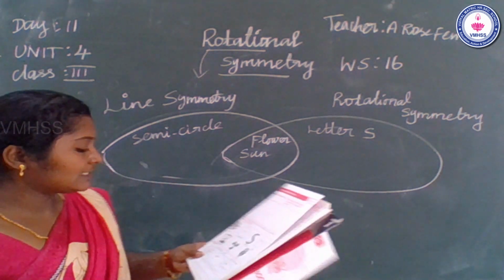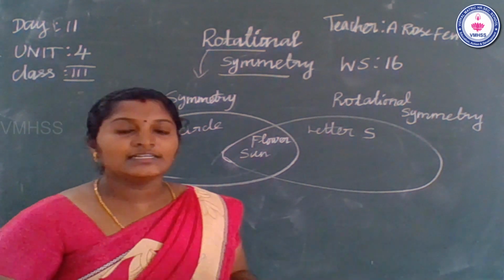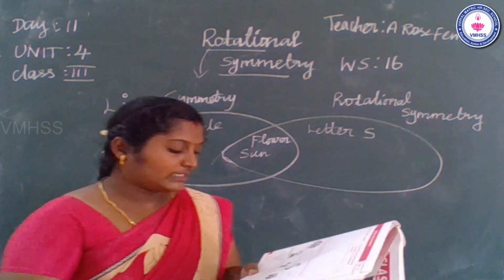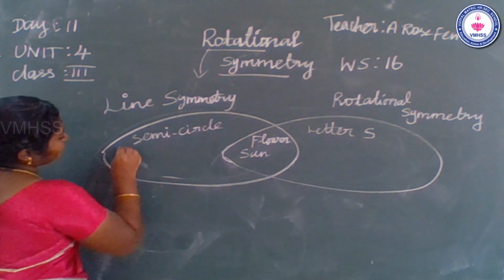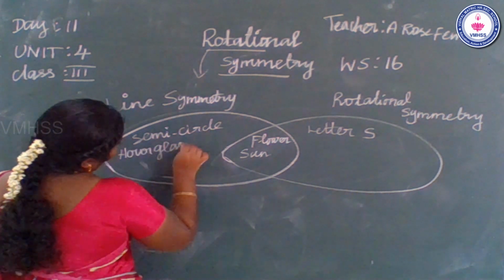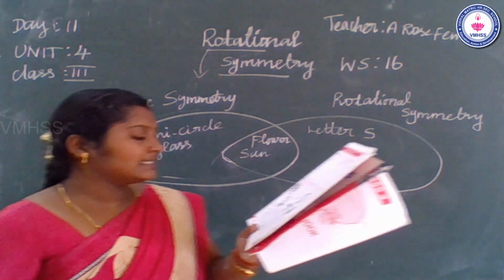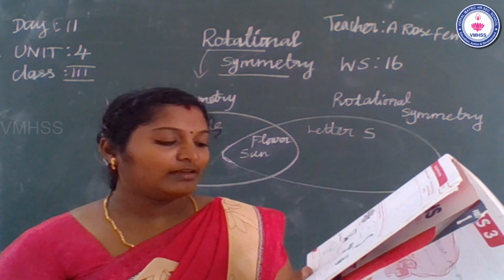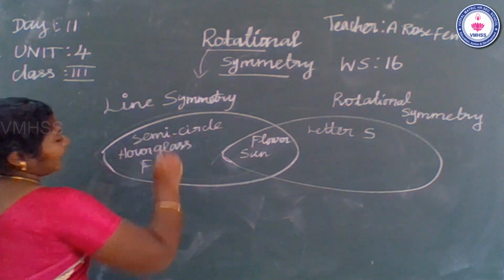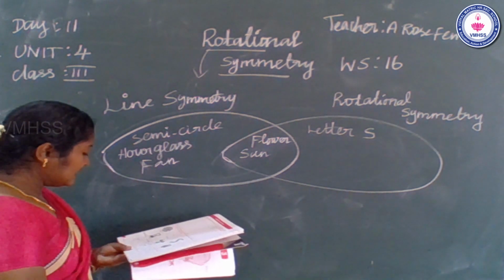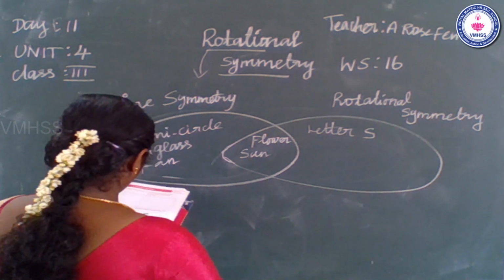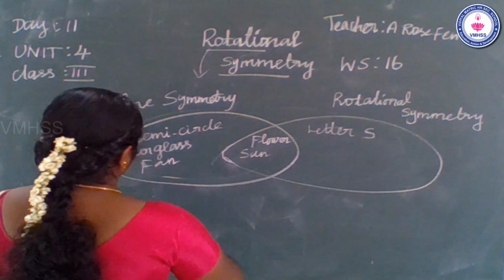Okay, dear children, next one, hourglass. It's a line symmetry. Next one, fan. This is also line symmetry. Last one, owl. This is also line symmetry.